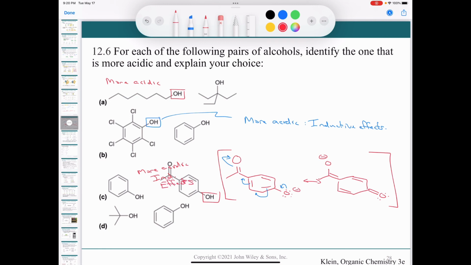All right. And for the last one, we have phenol and we have tert-butanol. Well, if you remember, the pKa of phenol was 10 and the pKa of tert-butanol was around 18. And so phenol is going to be more acidic, and the reason here is resonance. There we go. And I didn't put the reason in the first one, so more acidic, and we'll put here solvation effects.